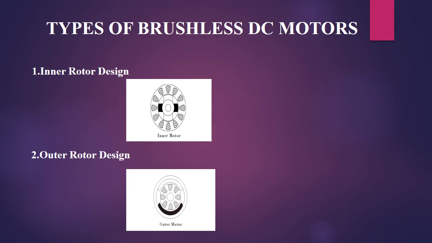Next, outer rotor design. In the outer rotor design, the rotor surrounds the windings, which are located in the core of the motor. So the magnet in the rotor traps the heat of the motor inside and does not allow it to dissipate from the motor. Such a type of designed motor operates at lower rated current and has low cogging torque.